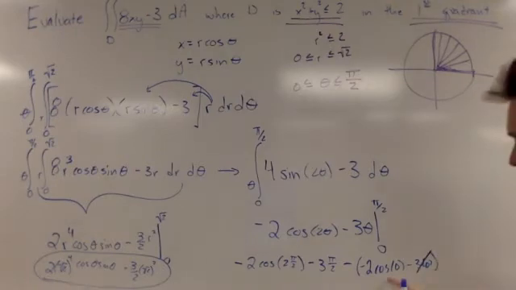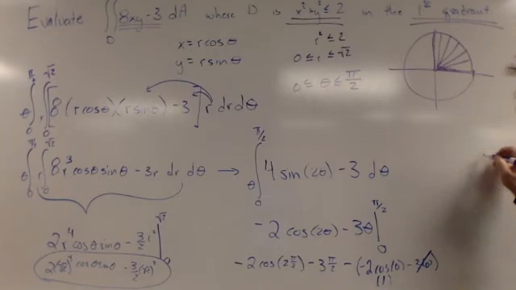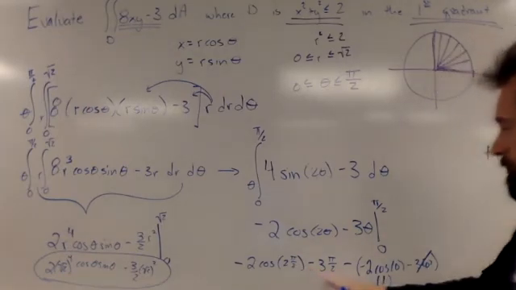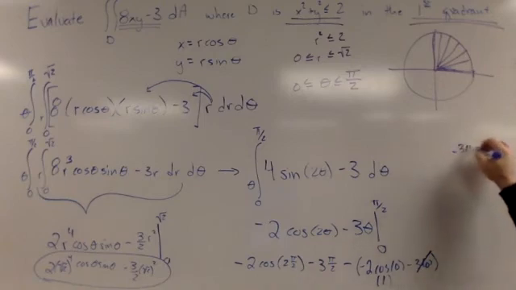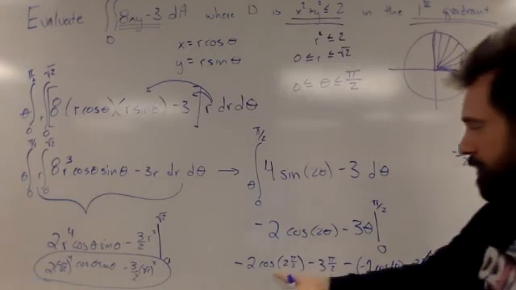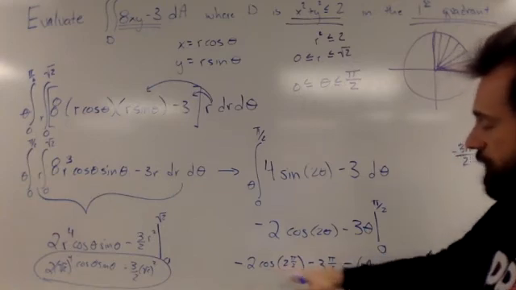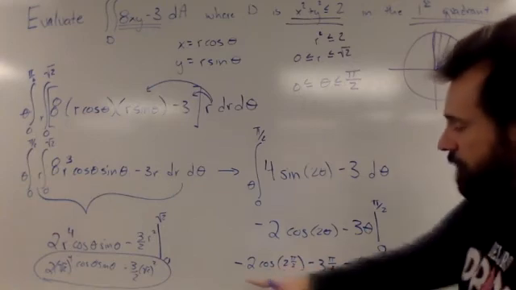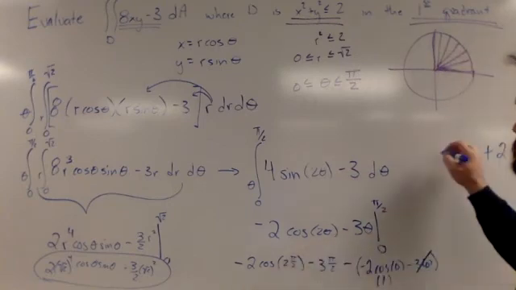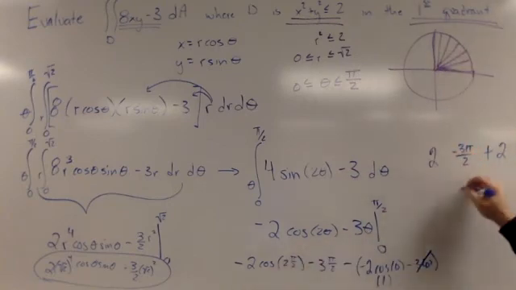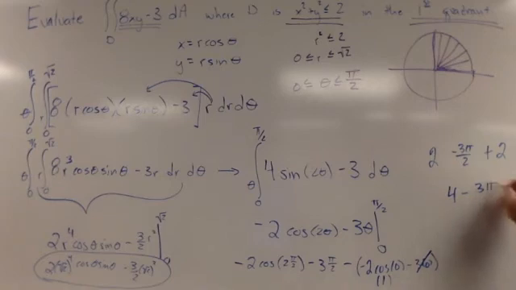That is 0. This is 1. So it's going to give me negative 2, positive 2. Here, I'm going to have minus 3 pi over 2. And the front here, 2 times pi over 2 is going to give me pi. So cosine of pi is a negative 1. Negative 1 times negative 2 gives me a positive 2. So it's going to be 4 minus 3 pi over 2.